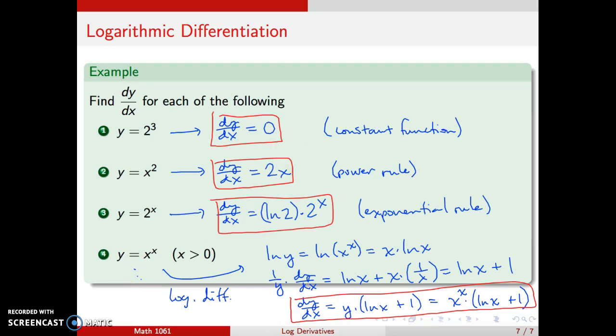So that is logarithmic differentiation. Again, we started with the rules for logarithmic functions, and then a focus on the natural logarithmic function. And then from there, reminding ourselves of the properties and looking at this new method, logarithmic differentiation.